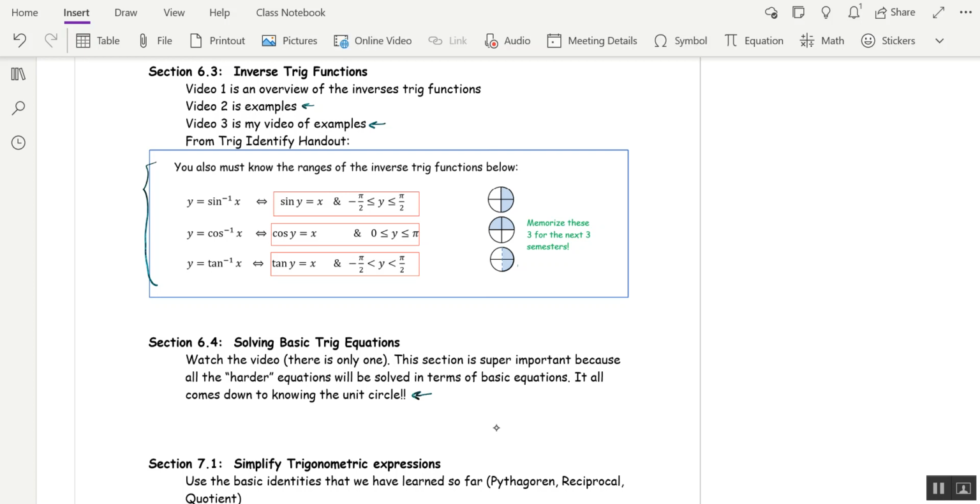because you'll be solving things like sine theta is a half, and theta is an angle between 0 and 2 pi. Well, that's going to come down to whether or not you know your unit circle, because sine theta is a half on the unit circle everywhere where the y coordinate is a half. And so you need to know those places.